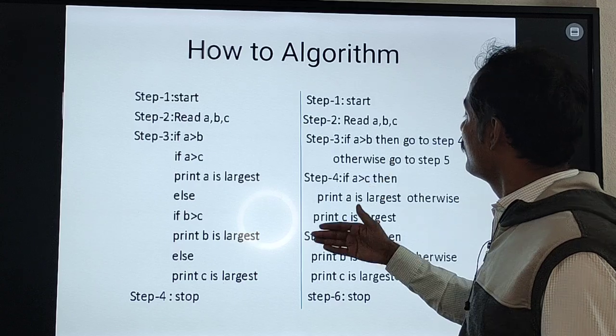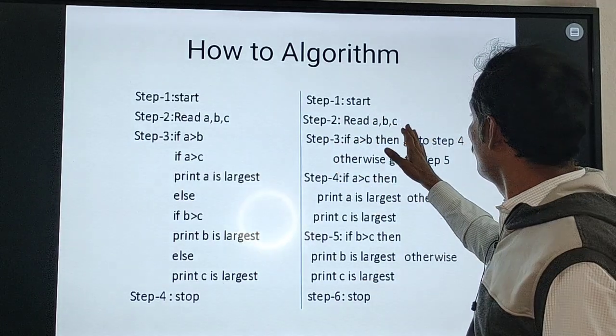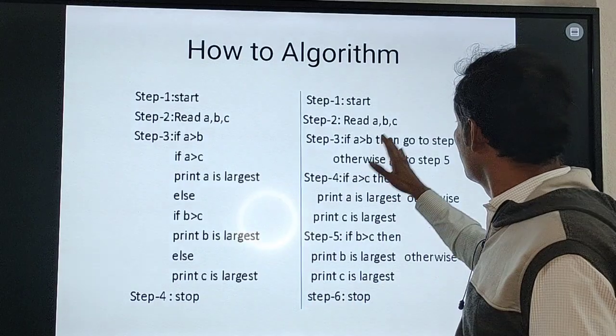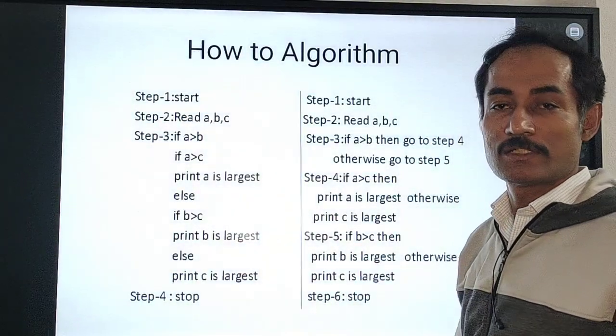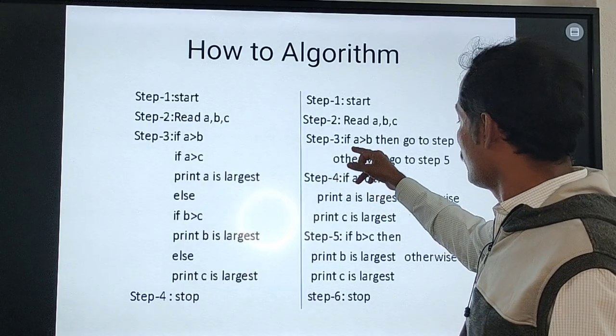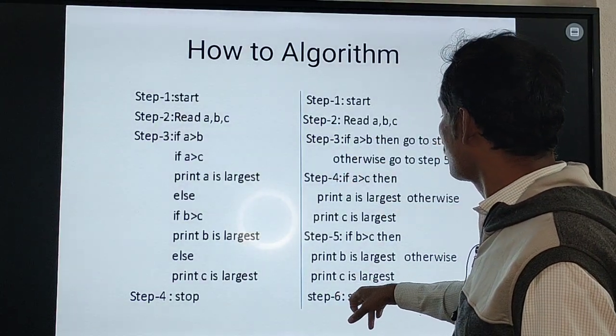The similar logic is followed here, where we have tried to present the same logic with a conventional programming language. The start point is there, A, B, C, all these 3 are the inputs. Then we compare the variables to generate the greatest of 3, and here we have 6 steps.